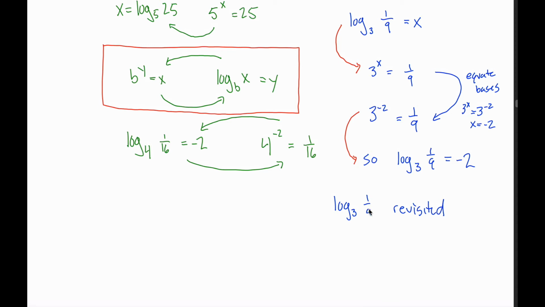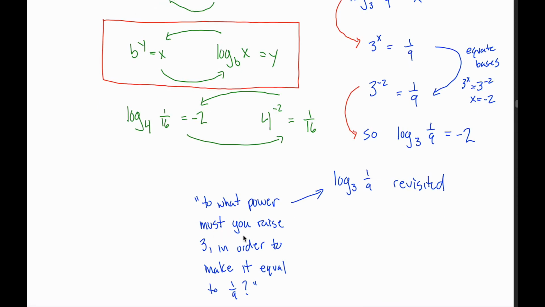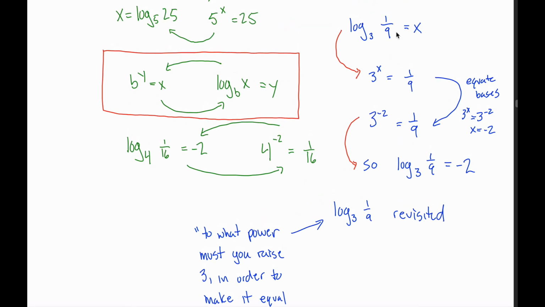The log base 3 of 1/9 is a question, and what it's asking you is this question. The log base 3 of 1/9 is just saying, what power, we're always looking for powers when we're asked questions about logs, what power do you have to raise the base up to, the base is 3 in this case, to make it equal to 1/9? And if that feels very similar to what we were asking up here, that's great. It's all the same thing, just looking at it in different ways.